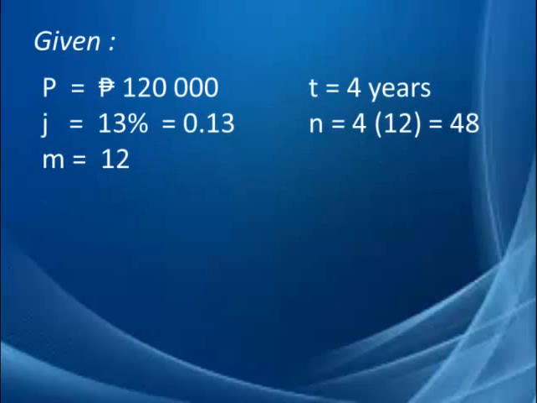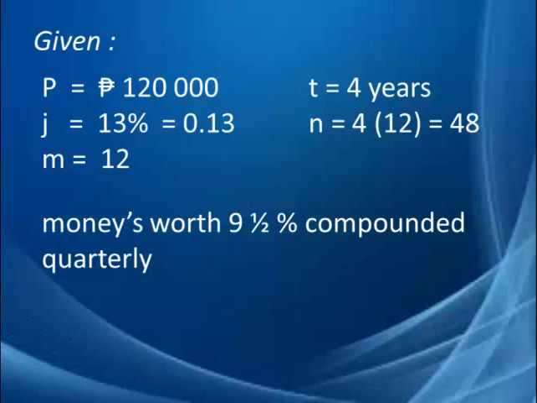Given. P is 120,000 pesos, J is 13% equals 0.13, M is 12, T is 4 years, N equals 4 times 12 equals 48. Money is worth 9.5% compounded quarterly, so J is 9.5% equals 0.095 and M is equal to 4.